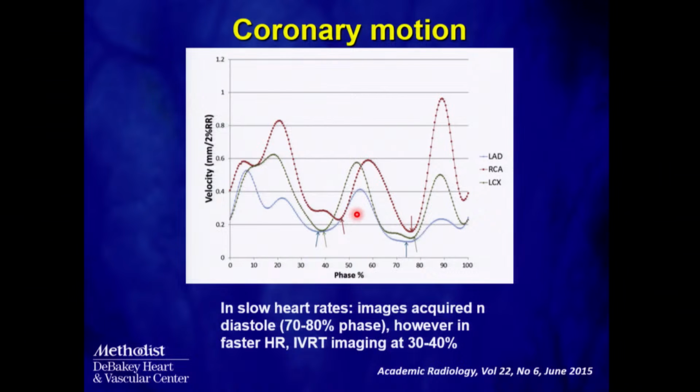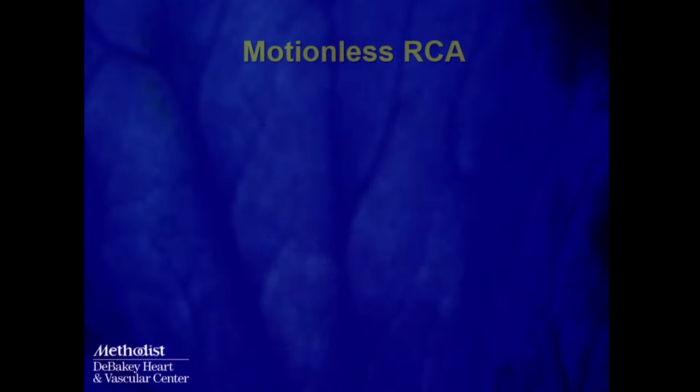So remember that we have two periods in the cardiac cycle where these coronaries are moving less. We have the 70 to 80% phase, which is mid to late diastole, right before the atrial kick, because once the atria kicks, notice how the RCA and all the coronaries have a very fast rise in their velocities. And the other one is during the isovolumic relaxation time after the aortic valve closes and before the mitral valve opens. So these are the two periods, the 70 to 80% and the 30 to 40%, where we want to acquire our images depending on the patient's heart rate.